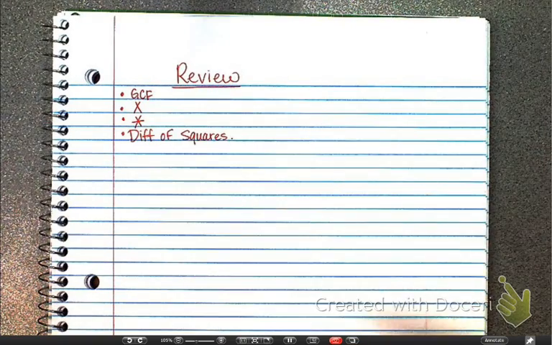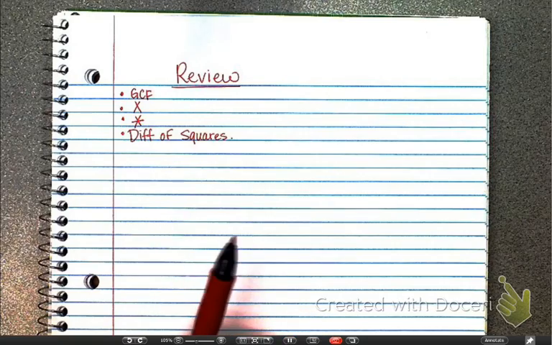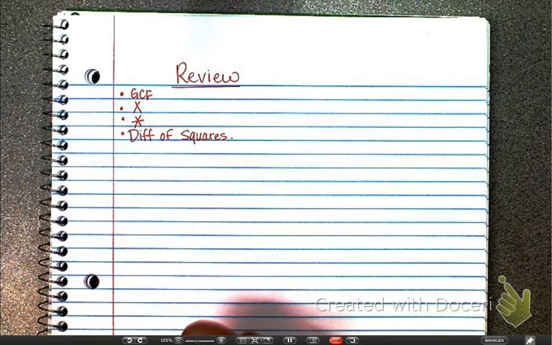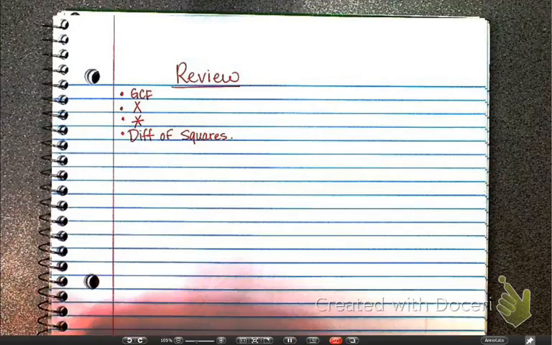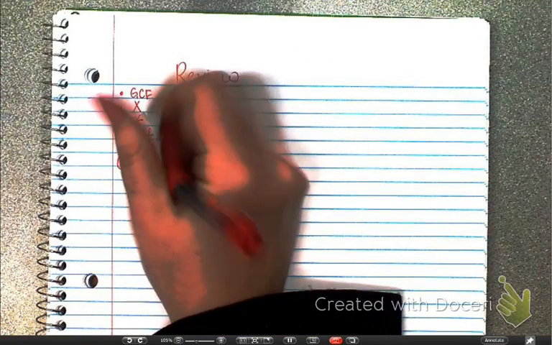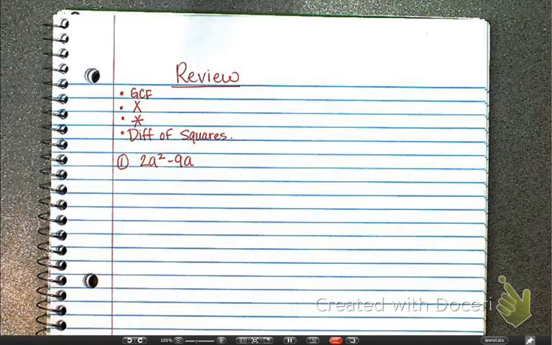Remember, for the x and super x, it has to be 3 terms with your highest exponent being a 2. With difference of squares, it's 2 terms, a subtraction sign in between those 2 terms, and both terms are perfect squares. Okay, so I'm going to go over a few examples that help us review all of these before you work on your factoring review assignment. So let's look at 2a squared, and you don't need to write any of this down. I just want you to watch and pay attention.